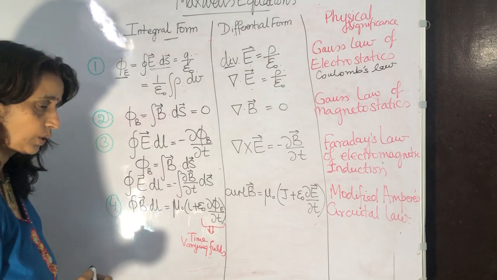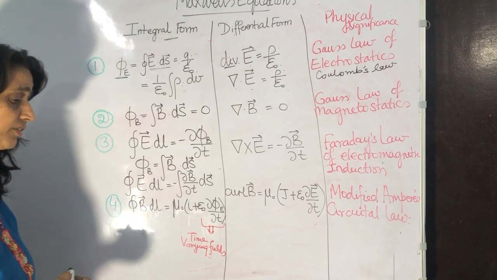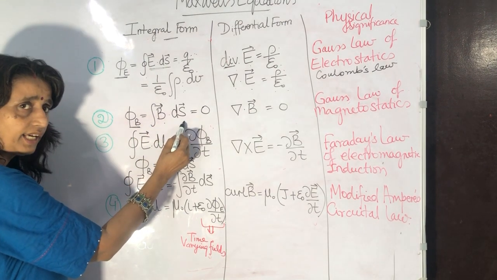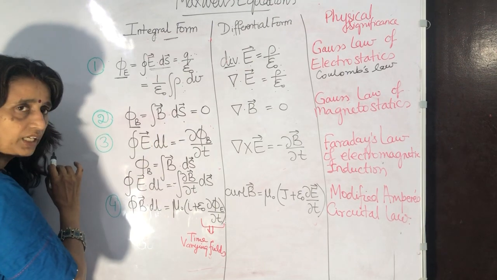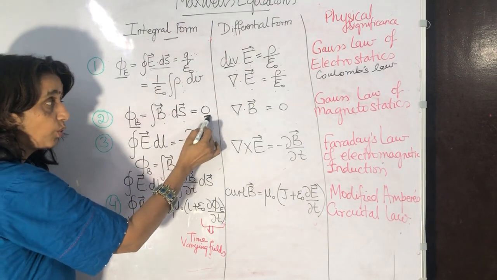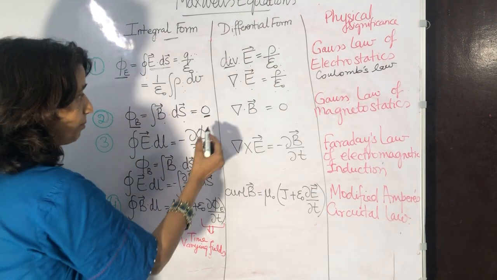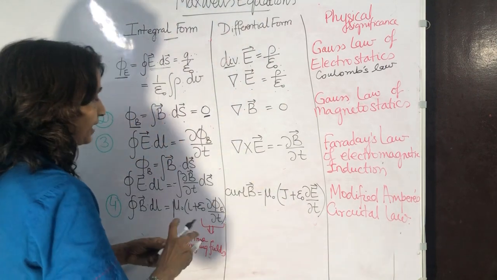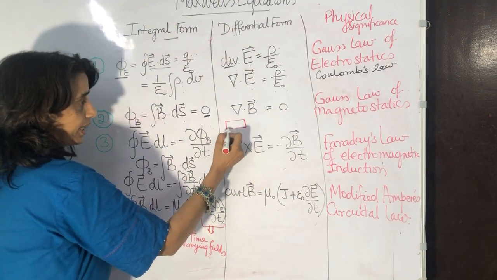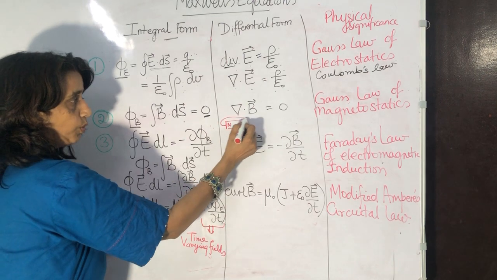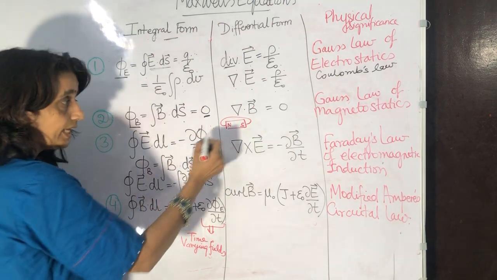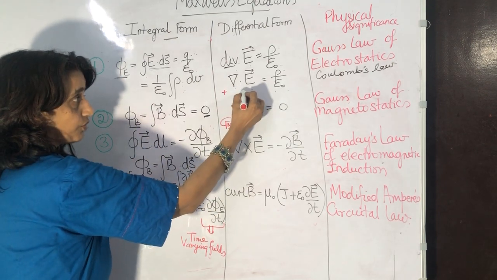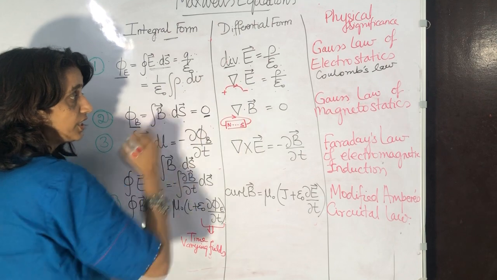Now the second equation. The flux through a magnetic field is B dot A. In integral form, I can write it as B dot ds is equal to 0. Why 0? Because if I take a magnet like this, the number of lines coming out of the north pole will enter the south pole. They will be continuous curves, whereas the electric lines of force are open, they are not continuous.